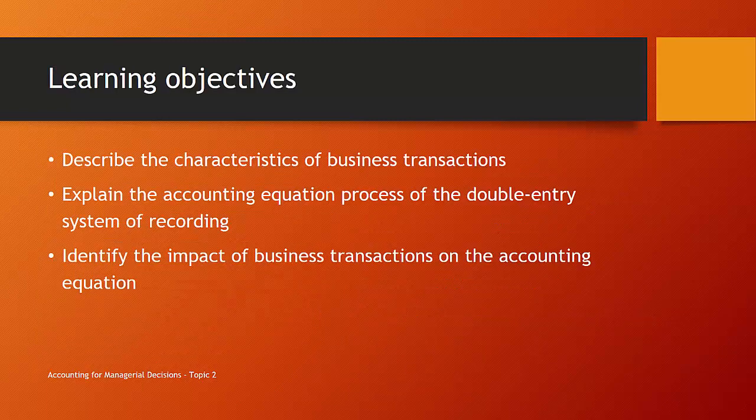So where we want to go to with today's topic. We're going to describe the characteristics of business transactions, and look at the process of double entry accounting, or the double entry system of recording, which is used quite widely now. It wasn't always, but in the last 500 years or so it has become the preeminent way of doing accounting. We'll look at the way in which business transactions impact on the accounting equation. Don't get too scared if you don't particularly like maths. The equation is fairly straightforward when we get to it.